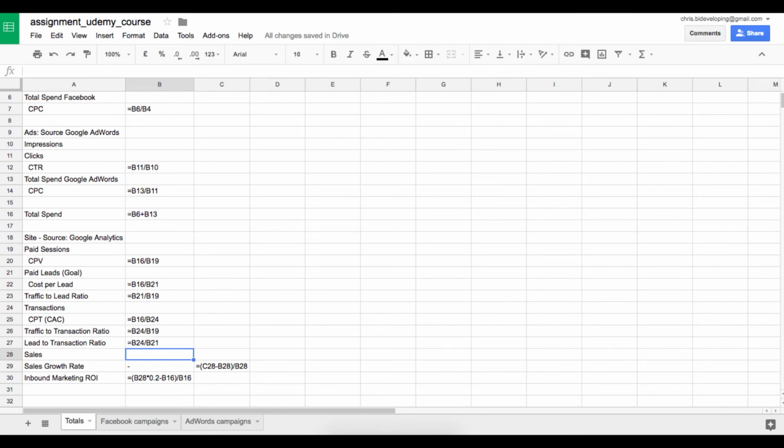Lastly, we also need to get our sales data. You may need to get it from your sales department, or as in this example, we are collecting it with Google Analytics as a transaction value. With the sales numbers, we can get the sales growth rate and the inbound marketing ROI. We can implement the sales growth rate in the second week to measure week-on-week growth. Inbound marketing ROI is gains of investment minus costs of investment, divided by costs of investment.